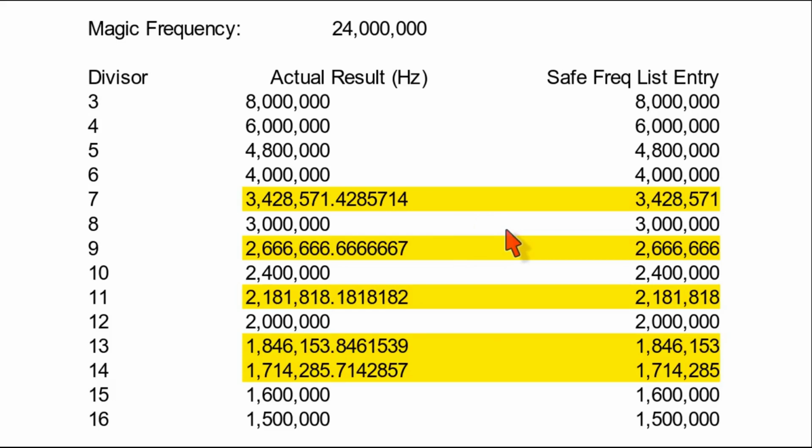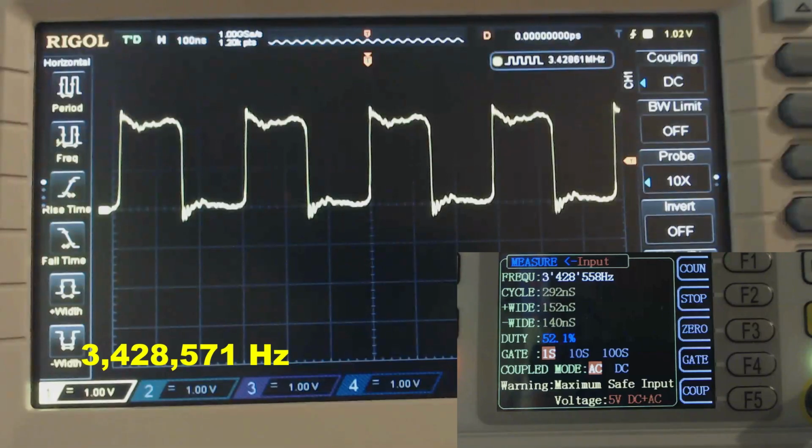Since you can't enter the exact number required, it is therefore worthwhile to test the behavior of the chip when you request a few of those almost safe frequencies by typing in the closest integer instead.